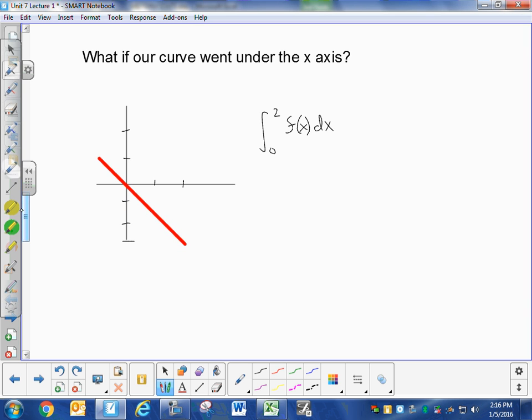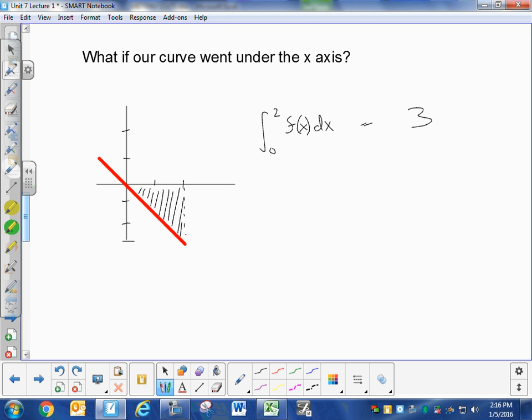Now, something to note, and this is where it gets tricky to say that this stands for the area. What if our curve or our function went under the x-axis, say from 0 to 2 here? Your geometry teacher would have told you that area is always positive, right? If you have an area, it's got to be a positive area, okay? So if you look at this area, you would say, oh, this is just a triangle, height 3, base of 2. This is going to be an area of 3.